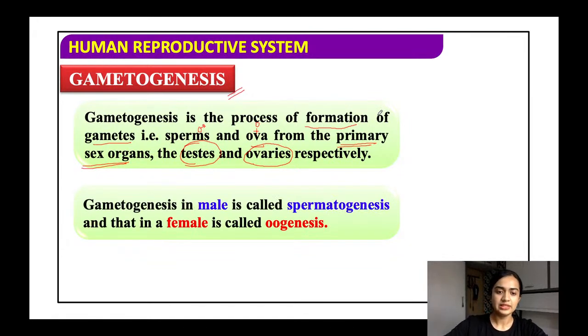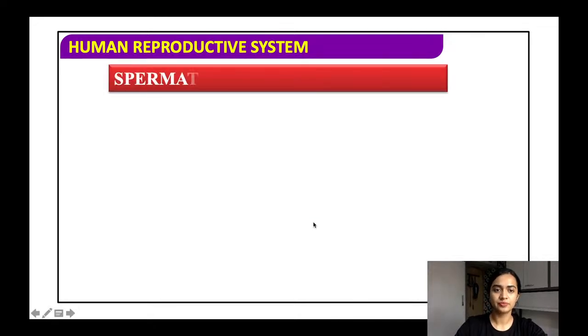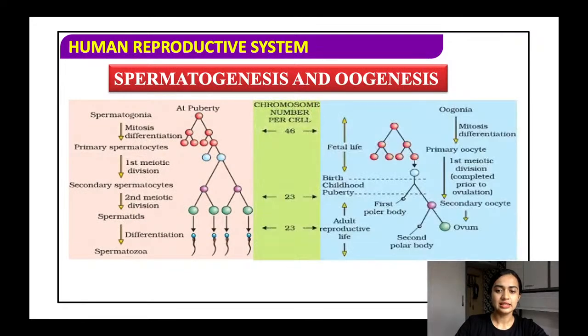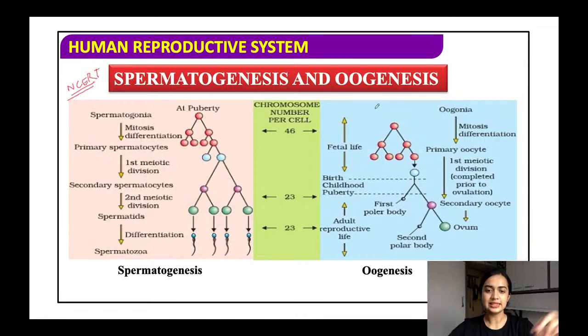In both male and female, the gametogenesis process will take place only in the primary sex organs. Gametogenesis in the male is called spermatogenesis, and that in the female is called oogenesis. These are two very important diagrams taken from the NCERT itself. Once I explain both the processes, this diagram will be very clear. As you can see, both start from a mitotic phase, but there is a lot of difference as we move forward, and also in the end products, in the number and also in the size.